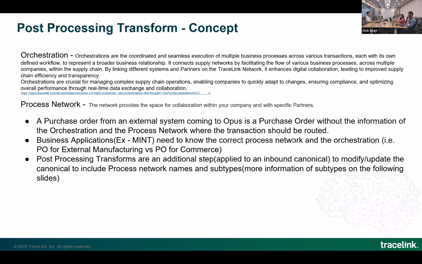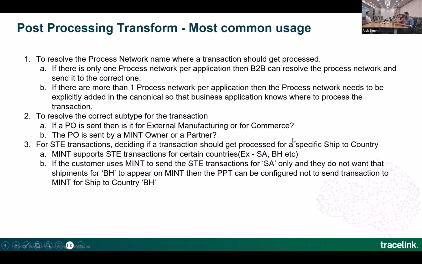Now, some common usage for post-processing transforms. So what do post-processing transforms do and what are they commonly used for? There are other usages as well that depend on the use case if we encounter any, and we'll learn more about that when we get into specific use cases. But the most common use cases are, first, to resolve the process network where the transaction should get processed. Okay, so if you send a purchase order transaction, in which process network should that purchase order transaction or any other transaction go to?